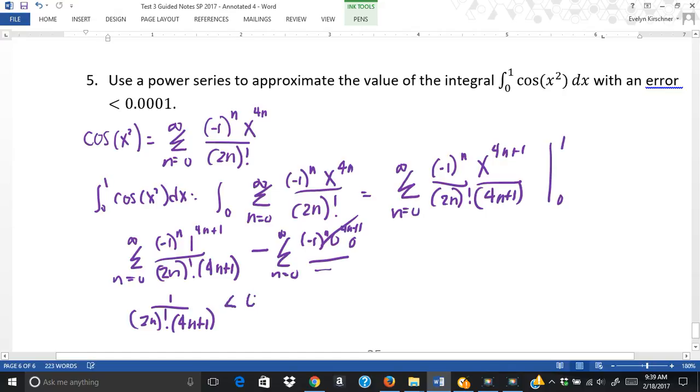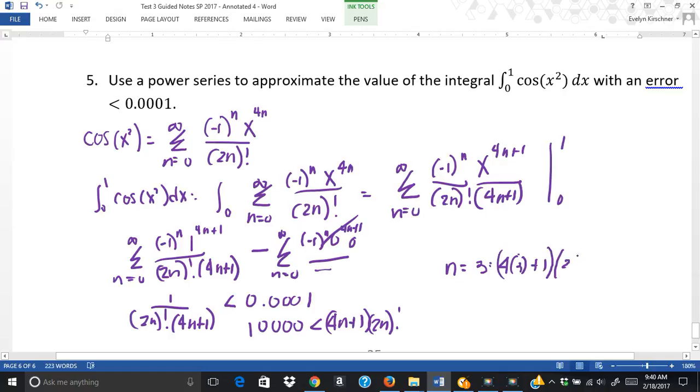I need that to be less than 0.0001. So I need to look at some n's to see what works. I can rewrite this as 10,000 is less than (4n plus 1) times (2n)!. So when n is 3, I look at 4 times 3 plus 1 times 2 times 3 factorial.